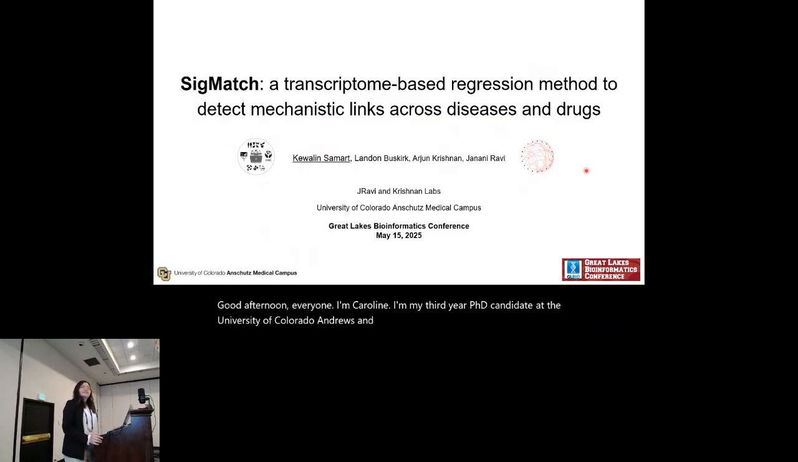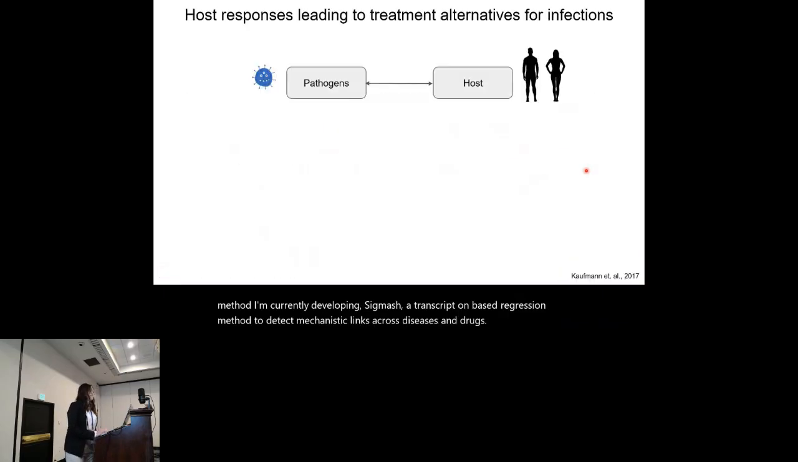And today I'm very excited to share with you the method I'm currently developing, SigMatch, a transcriptome-based regression method to detect mechanistic links across diseases and drugs. Let's start off with some background.